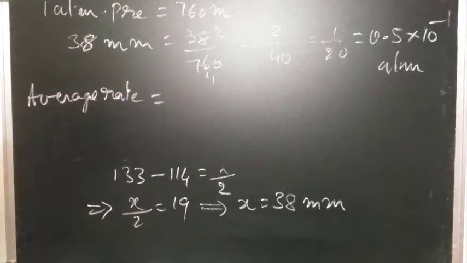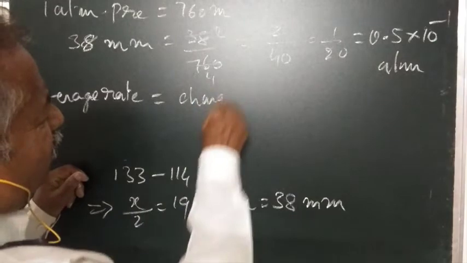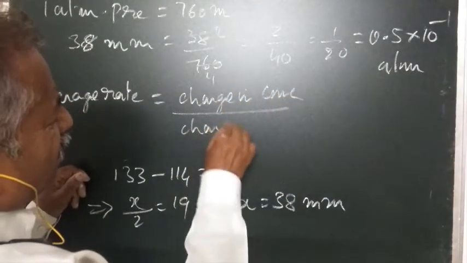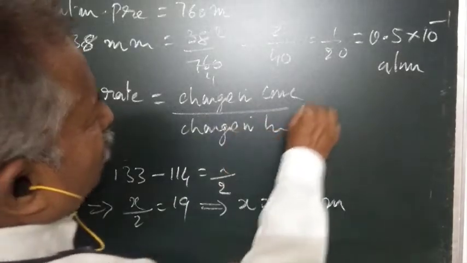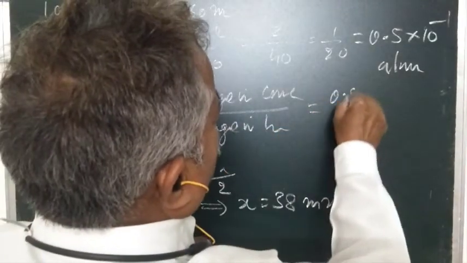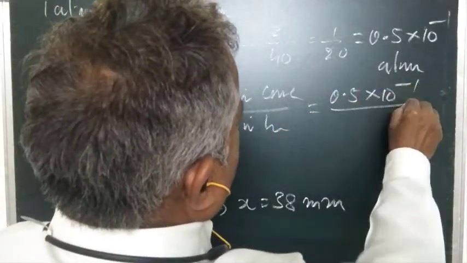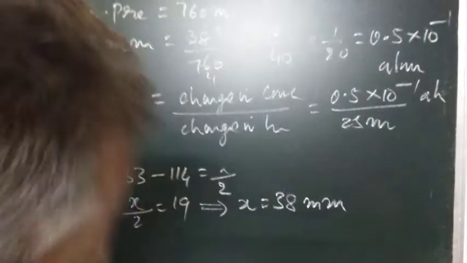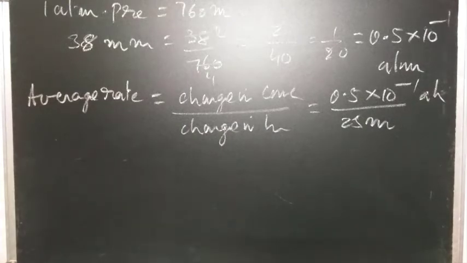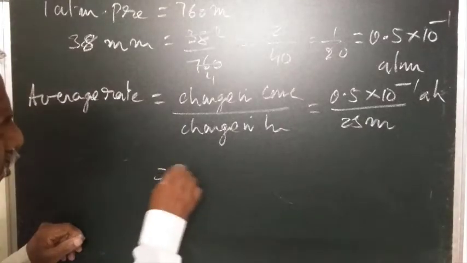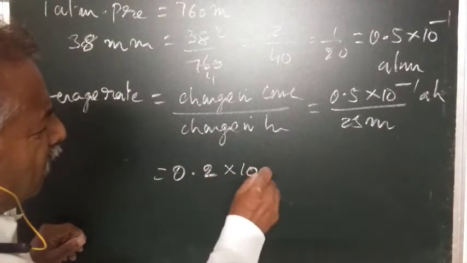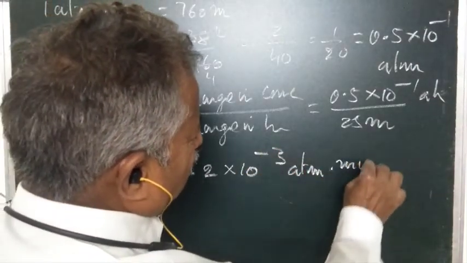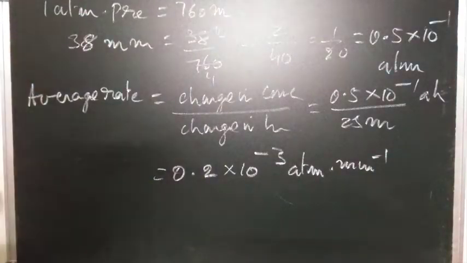Now average rate equal to, how do we find average rate? Change in concentration by change in time. Change in concentration is 0.5 into 10 to the power minus 1 by change in time 25 minutes. So this is nothing but 0.2 into 10 to the power minus 3 atmosphere minute minus 1.